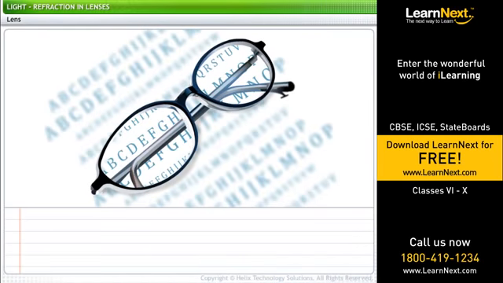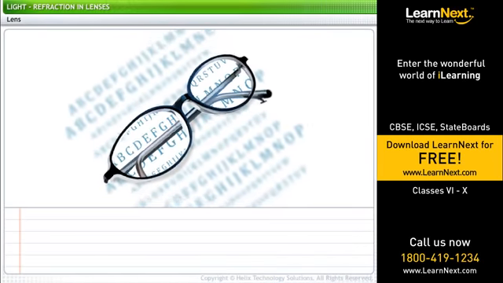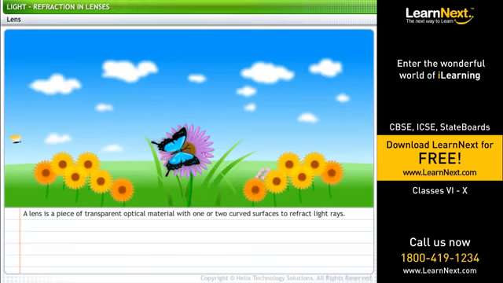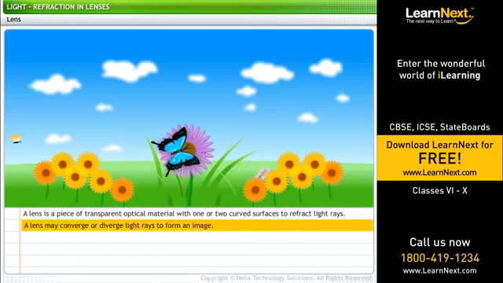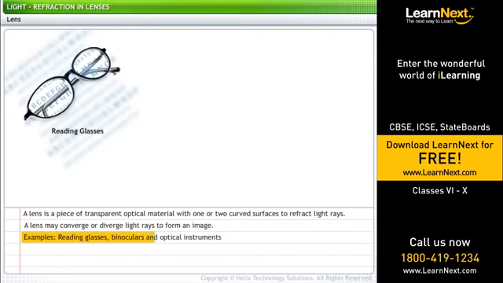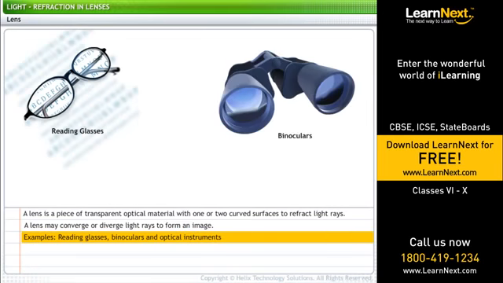Spectacles use lenses to form clear and sharp images. A lens is defined as a piece of transparent optical material with one or two curved surfaces to refract light rays. A lens may converge or diverge light rays to form an image. Reading glasses, binoculars, and optical instruments such as telescopes use lenses to enhance images of objects.